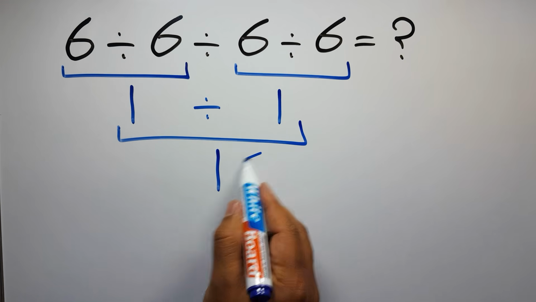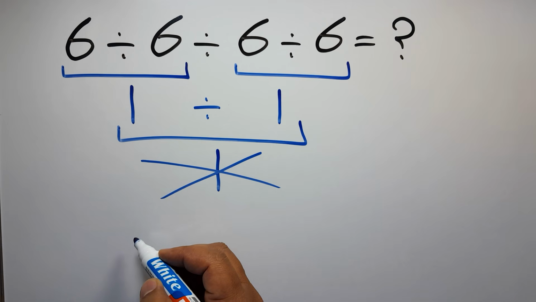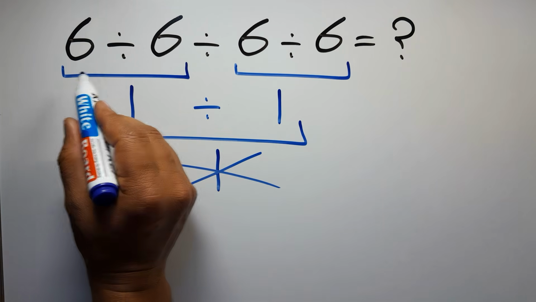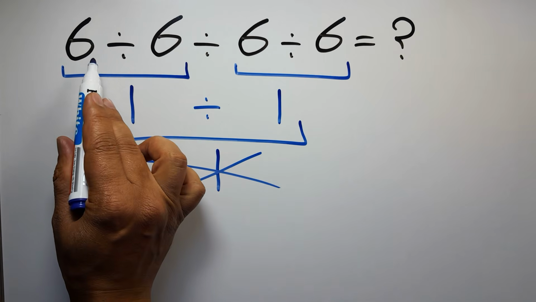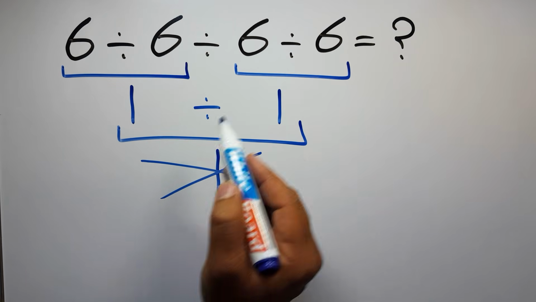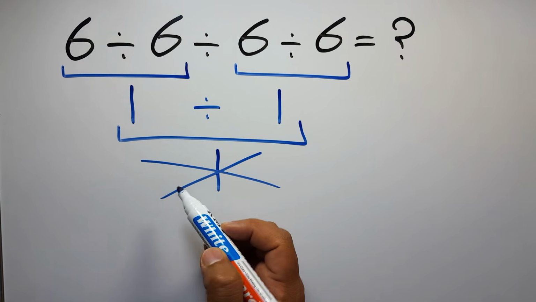But this answer is not correct because according to the order of operations, when we have more than one division in an expression, we have to work from left to right. So here first we have to do this division, then this division, and finally this division. If we do this division before this division, it is wrong.